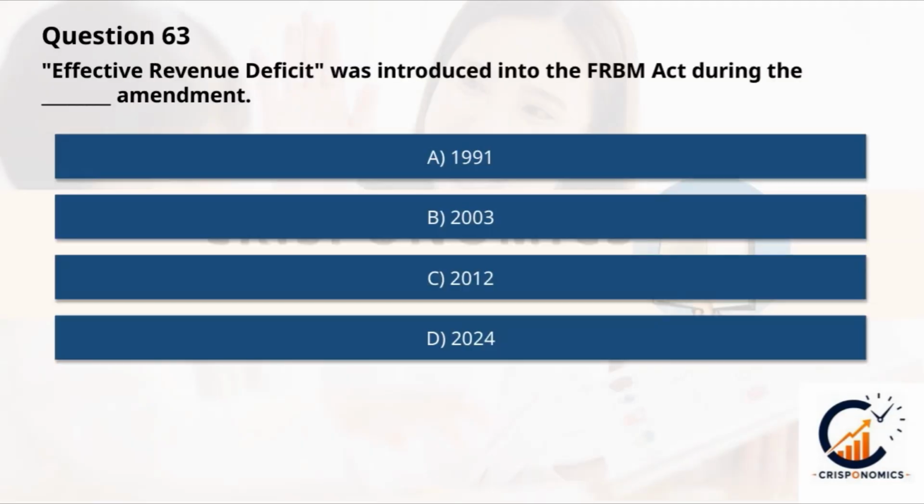Let's look at when the term effective revenue deficit was added to the FRBM Act. This question asks us to identify the specific amendment year. The options range from 1991 to 2024, covering key moments in financial regulation. Understanding this helps us track how fiscal responsibility measures have evolved over time and how the concept of revenue deficit management has been formalized in law. It's a detail that connects policy changes to their historical context.